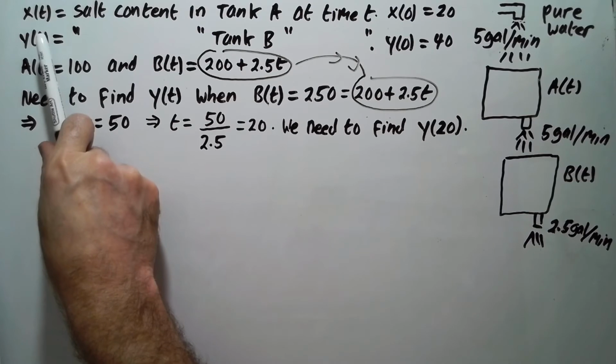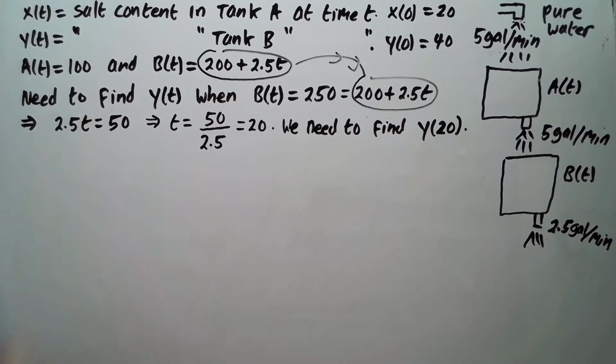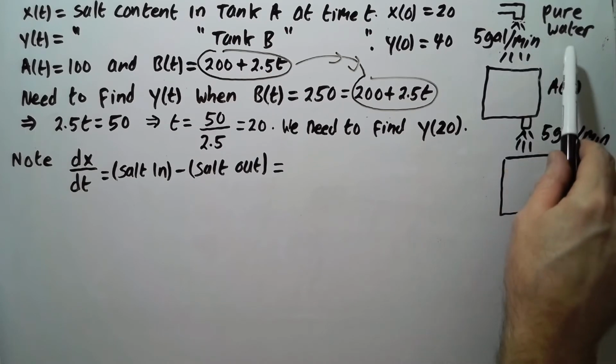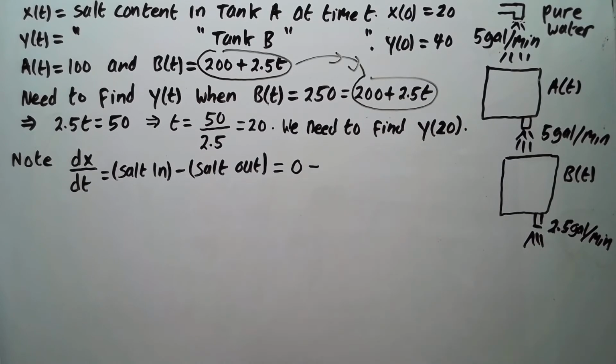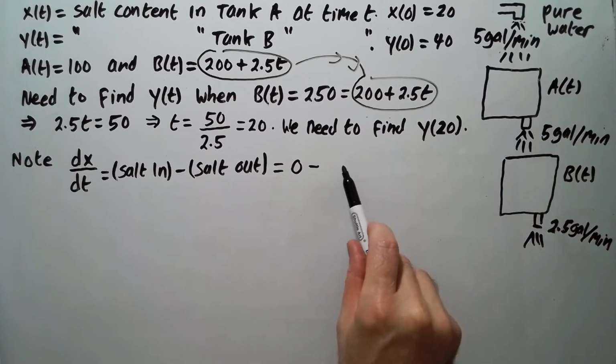So it'll be dx dt. dx dt, the change in salt in tank A, will equal salt in minus salt out. Well, there's 5 gallons a minute coming in, but that's pure water, so that would be 0 coming in. And then salt out: there's 5 gallons a minute leaving, and that will not be pure water. So let me write the equation here and I'll explain.